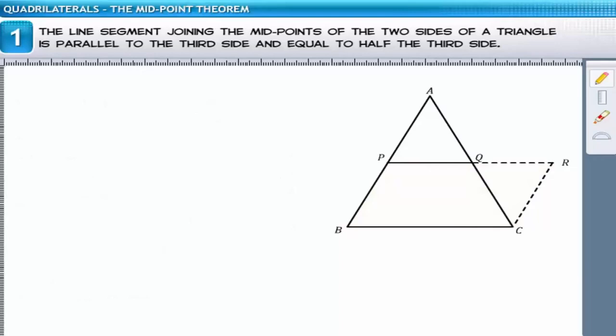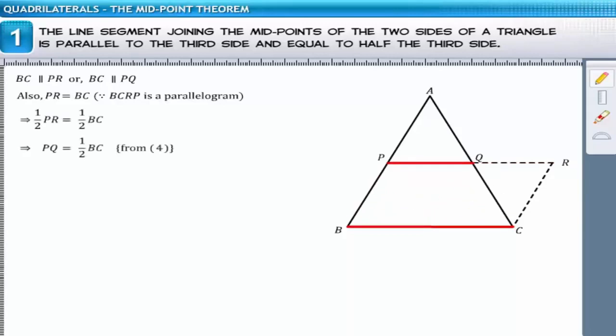Now, since opposite sides of a parallelogram are parallel, BC is parallel to PR, or in other words, BC is parallel to PQ. Also, opposite sides of a parallelogram are equal. Therefore, PR is equal to BC. Therefore, half of PR is equal to half of BC, or PQ is equal to half of BC.